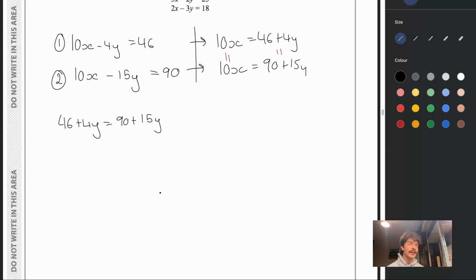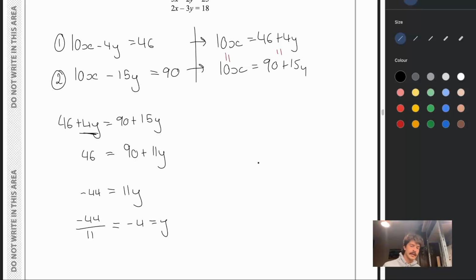So usually I would advise you want to keep your y's positive. Numbers don't really matter so much, but you always want to keep your bit of algebra positive. So let's move this 4y across to the right, and we're left with 90 plus 11y, right? We're taking it away. And then we end up with 11y. 46 minus 90 is going to give us minus 44. And as such, to get y by itself, we end up with minus 44 over 11 equals, let's just figure this out quickly, minus 4, which is equal to y. Fantastic. So now we've got our equation for y.